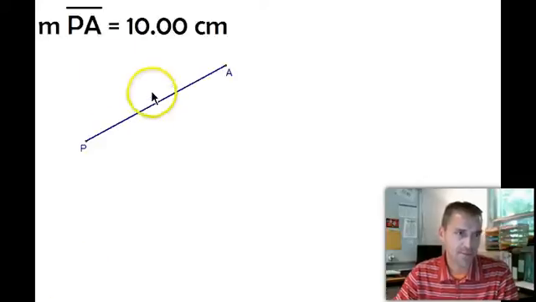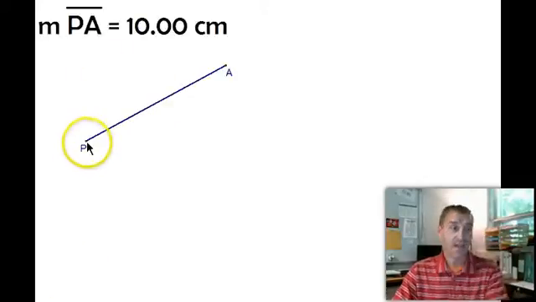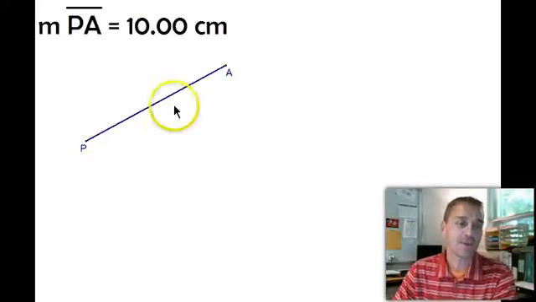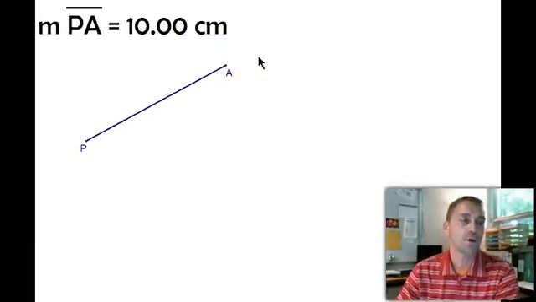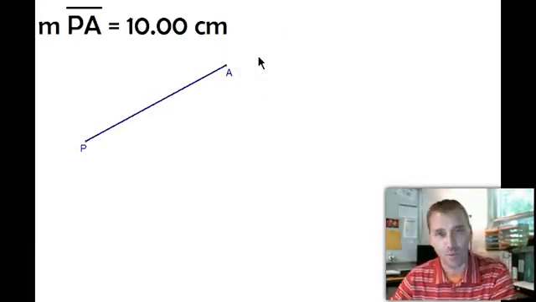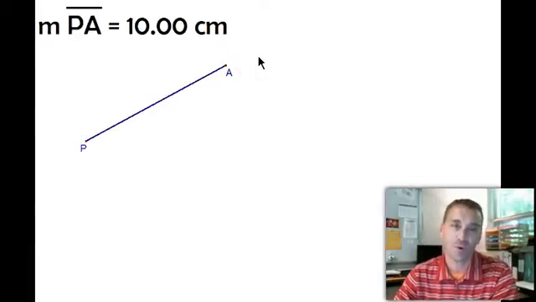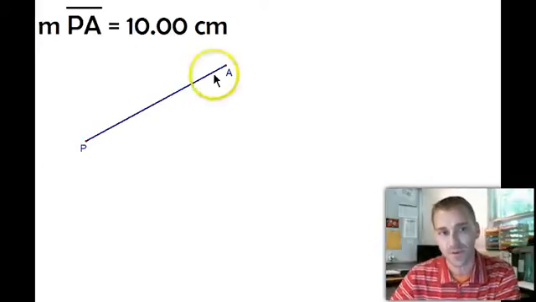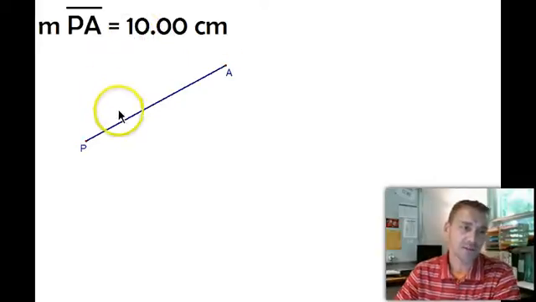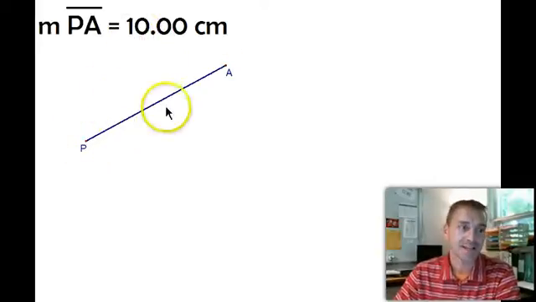Now, real quick, when we talk about segments, guys, let me pull this up. When we talk about segments like this, you see this segment, the segment from P to A. Remember what segments are: a set of points with two definite endpoints. According to this particular measurement, it is 10 centimeters.